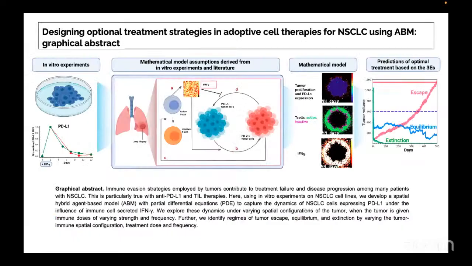And this is just a graphical model of what I said. If you haven't followed the talk, basically we have some input data, we have this agent-based model that we've built, and we're able to realize the effects of different conditions to achieve tumor escape, equilibrium, and extinction.